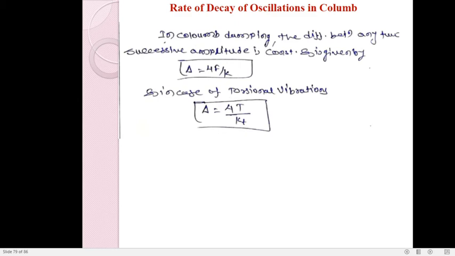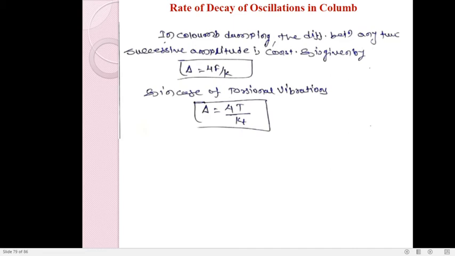In case of torsional vibrations, this is equal to 4 into T upon Kt, where T is the torque and Kt is the torsional stiffness. This way we can find the rate of decay, or the log decrement in the amplitude, for the different types of damping we have discussed.